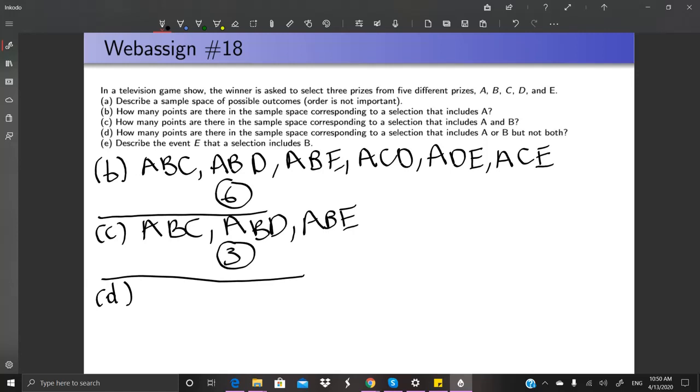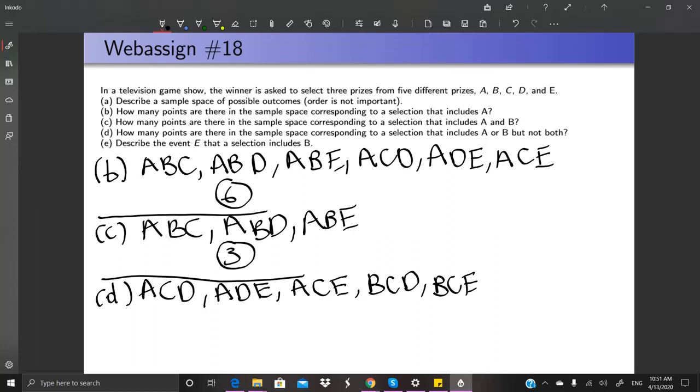So let's see what's left over. Well, what's left over, including A or B but not both, is A, C, D. That's one option. You have A, D, E. You have A, C, E. B, C, D. B, C, E. And B, D, E. Right? So these either just include A or just include B, but not A and B at the same time. Right? And if you count those, there are 6 of them again. So the answer to part D is 6.